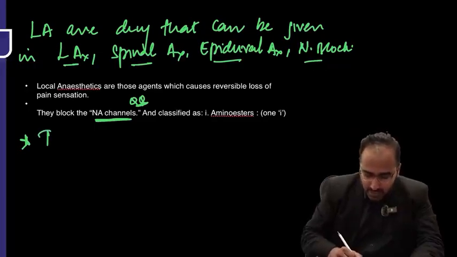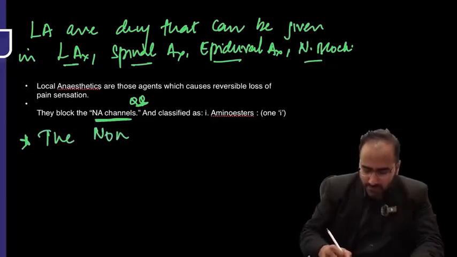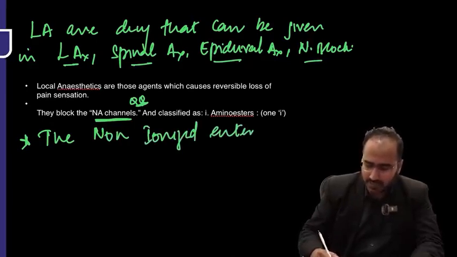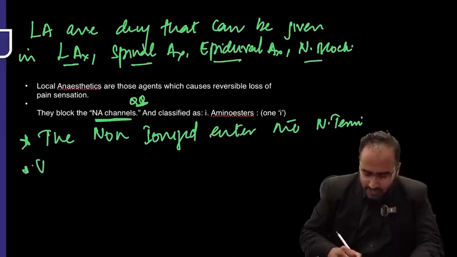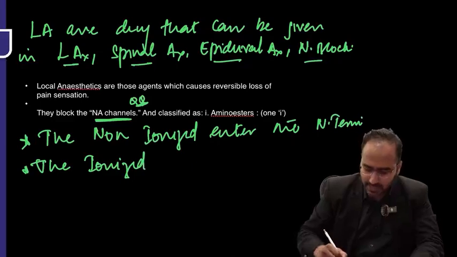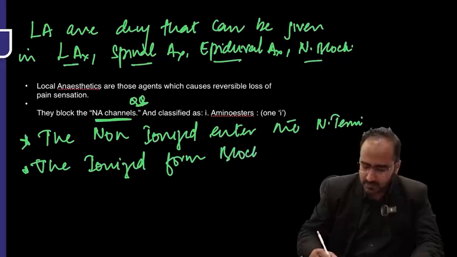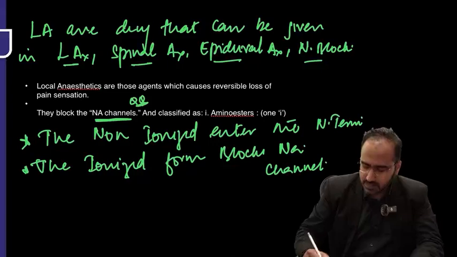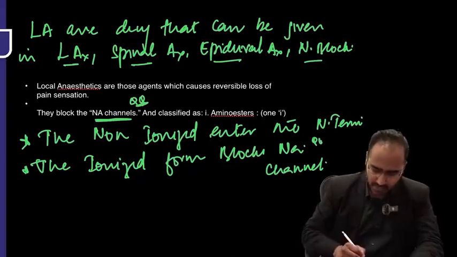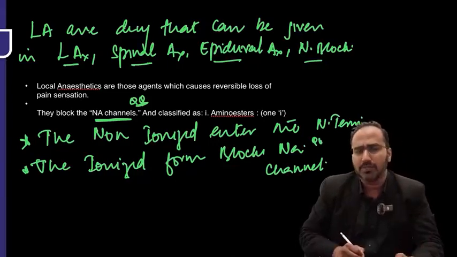Now, the form of local anesthetic that enters the nerve to block the sodium channel is what form guys? The non-ionized form enters the nerve terminal, whereas the ionized form of local anesthetics blocks the sodium channel. Okay, so the main action is blocking the sodium channel.